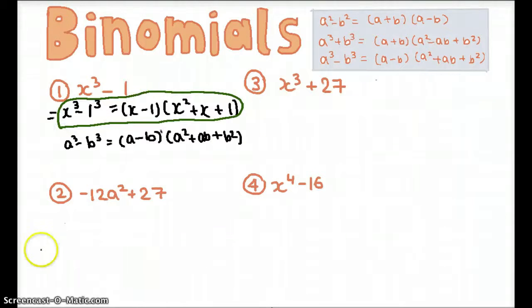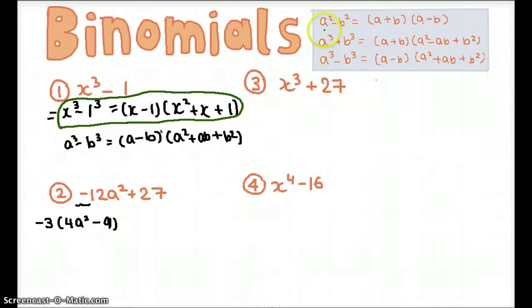Okay. Now the second question says negative 12a squared plus 27. And we have to remember to factor out the greatest common factor. And the greatest common factor here is 3. But I'm just going to factor out negative 3 because I want to get rid of this negative out in the front right here. So I'm going to factor out negative 3, and we get negative 3 times 4a squared minus 9.